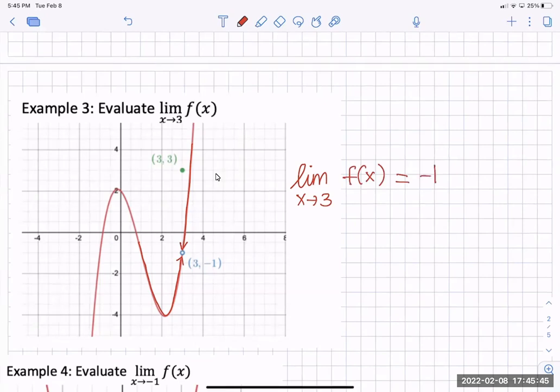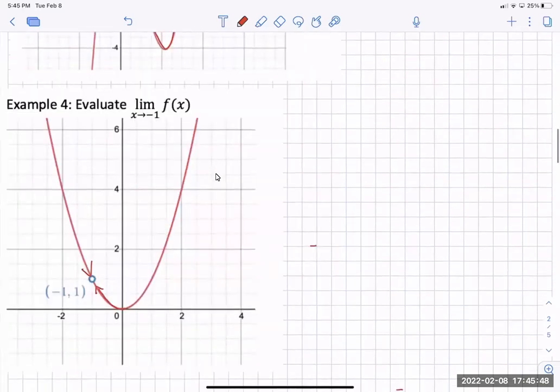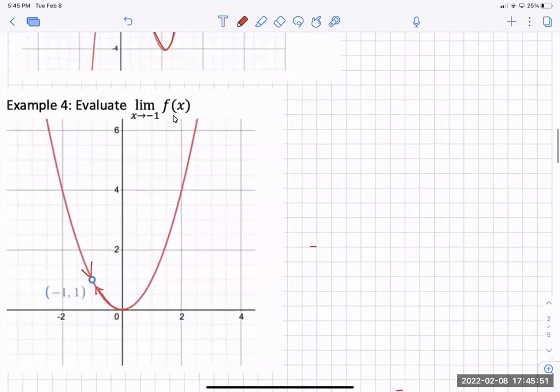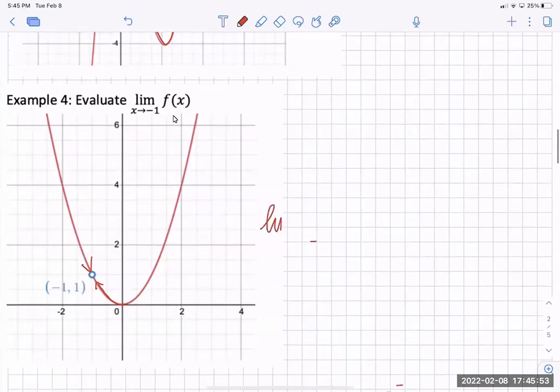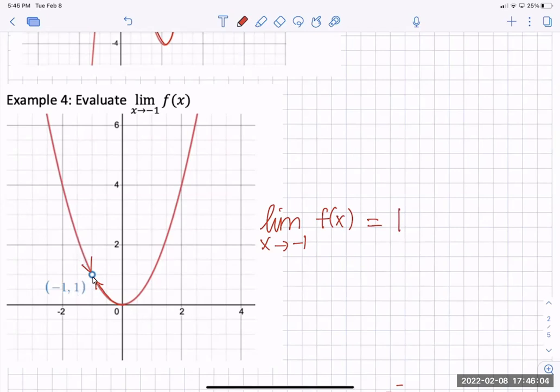Okay, similar to the bottom one. What is the limit as x approaches -1 on the left and right? It's going to be +1, because the function approaches from this to this, and that value is going to be 1. You don't say f of -1 is equal to 1. Don't say that, because f of -1 is not equal to 1, because this is an open circle. The function is undefined at this point, okay?